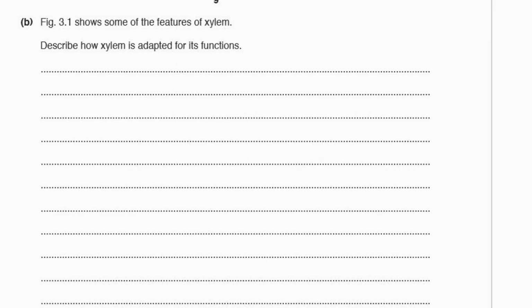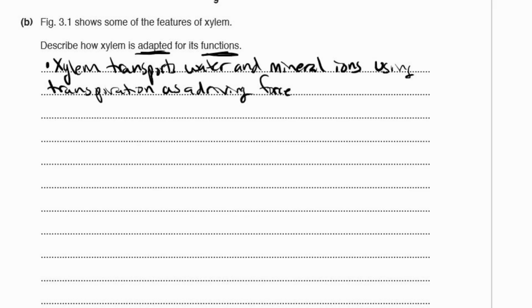B. Figure 3.1 shows some of the features of xylem. Describe how xylem is adapted for its functions. Okay, there's 2 points here. We have adaptations and functions. So basically we want to say the functions and the adaptations for it. We want to link the two together. So we can first of all say that xylem transports water and mineral ions. So xylem transports water and mineral ions using transpiration as a driving force. It's not the only driving force, but it's a big factor in what moves the water through the plant.